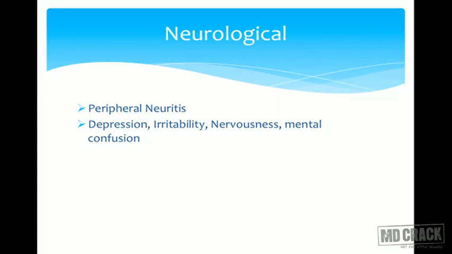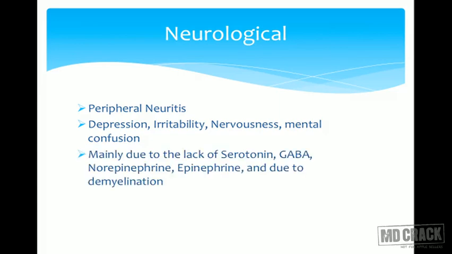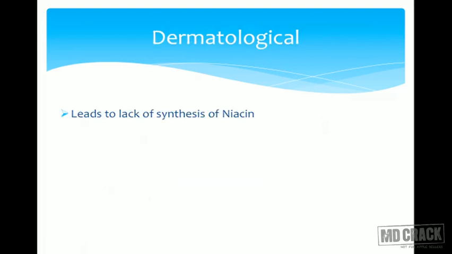So let us look at that. Neurological, it will cause peripheral neuritis. It will cause depression, irritability, nervousness, and mental confusion. Mainly these are because of lack of serotonin, GABA, norepinephrine, epinephrine, and due to demyelination. Dermatological manifestations lead to lack of synthesis of niacin. So niacin deficiency symptoms, pellagra.